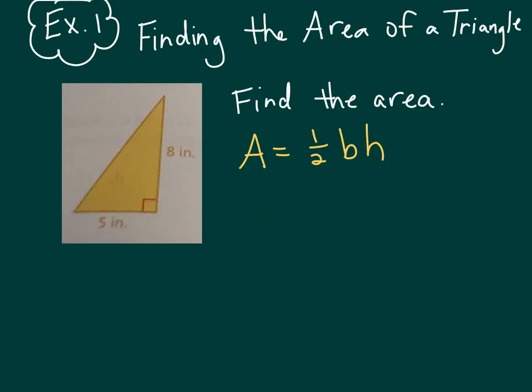For example 1, we're going to be finding the area of a triangle, and we're going to do the formula fill-in final just like we did for parallelograms. So we're going to start with the formula, which is area equals 1/2 times base times height. And then when we go to fill that in, area is going to be equal to 1/2.